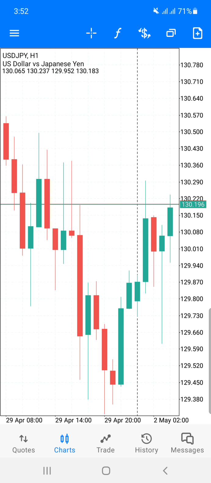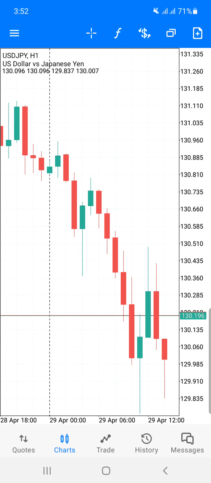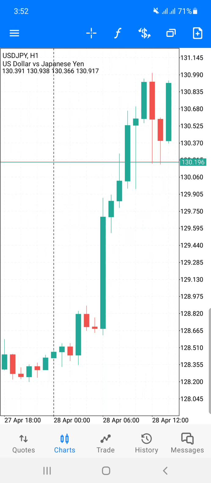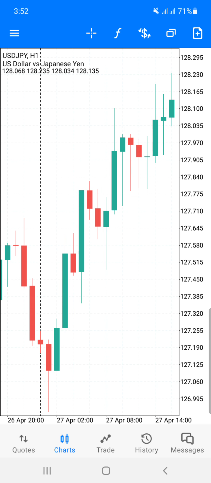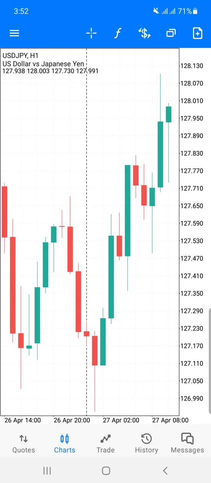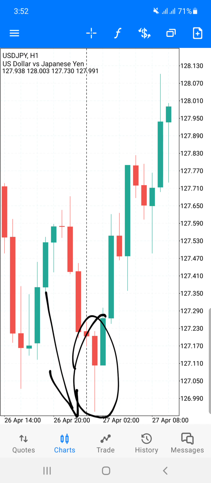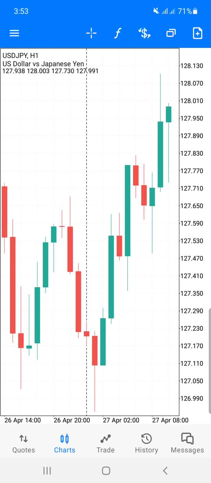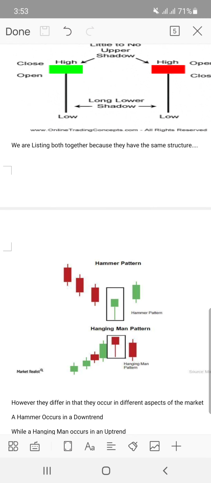Let's check for the last one before I explain further what it means and what it represents. Yeah, this is another one. This is a hammer, because the market sold for some time and formed this pattern. So now let's go back to the note.